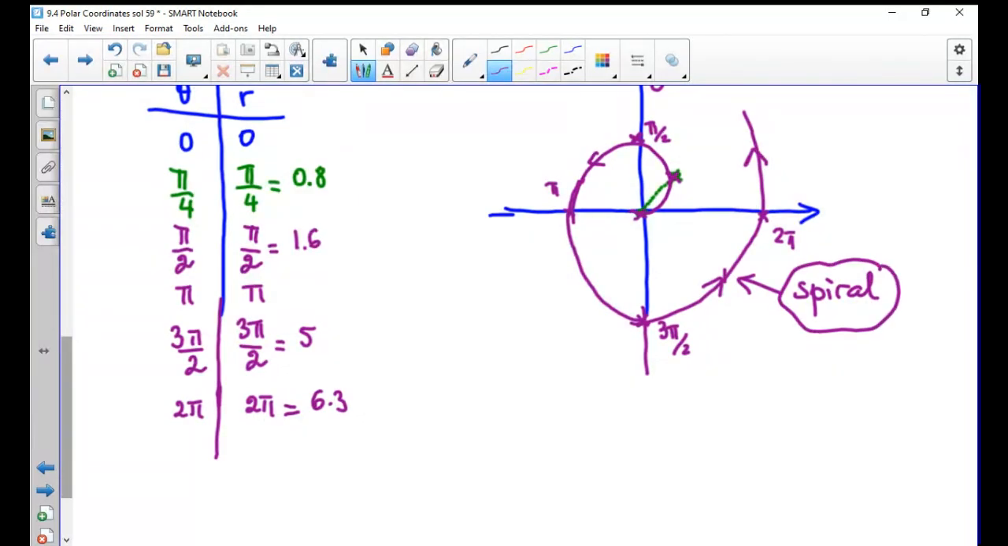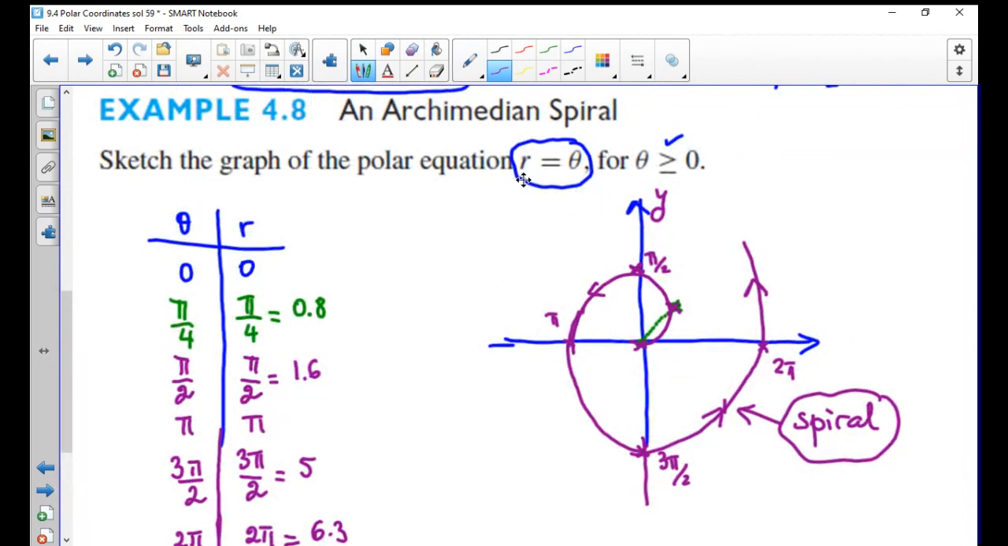It continues around and round and becomes bigger and bigger as theta becomes bigger and so on. So that is the graph of the equation. What equation? r equal to theta in polar coordinates. So r equals theta in polar coordinates is this spiral. It's called the Archimedean spiral. So it's going like this, going around and becoming bigger and bigger.